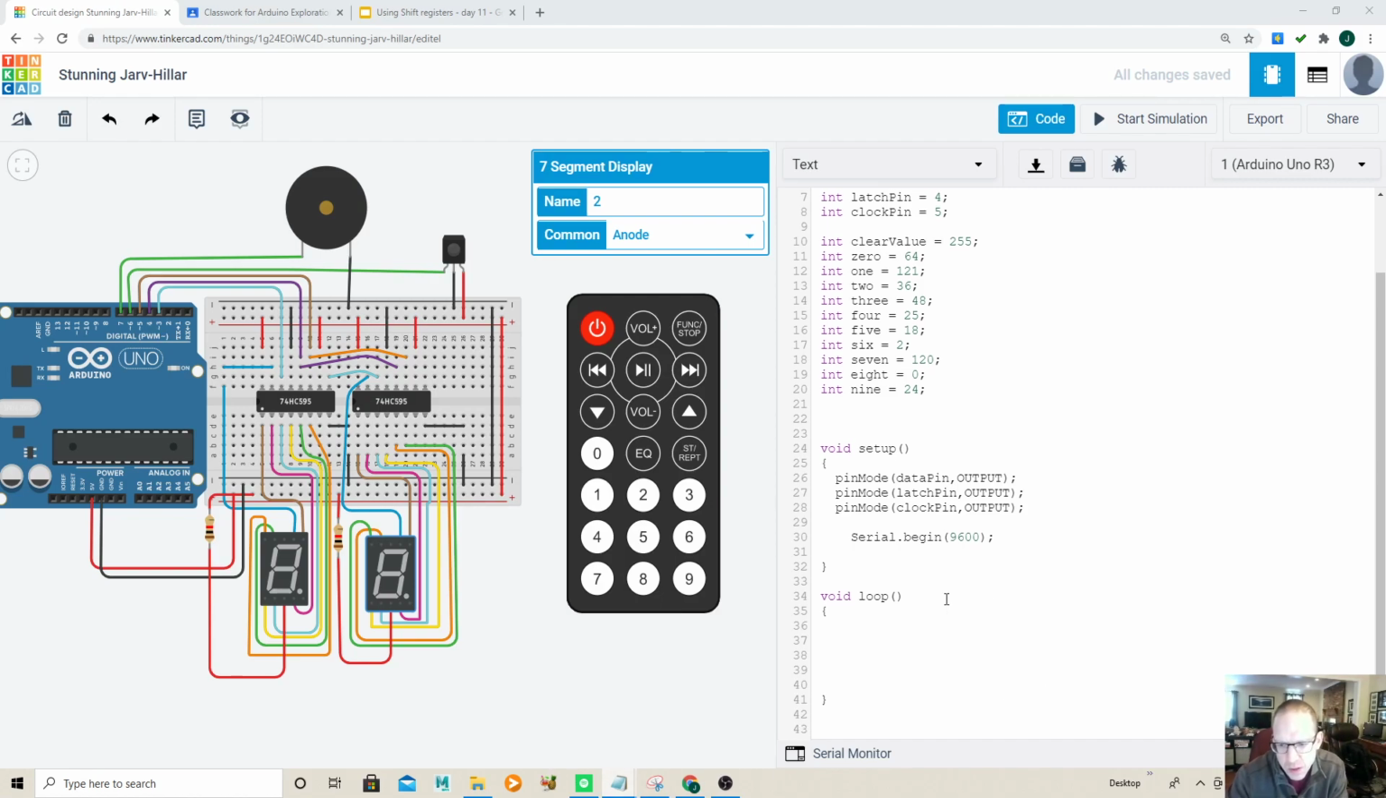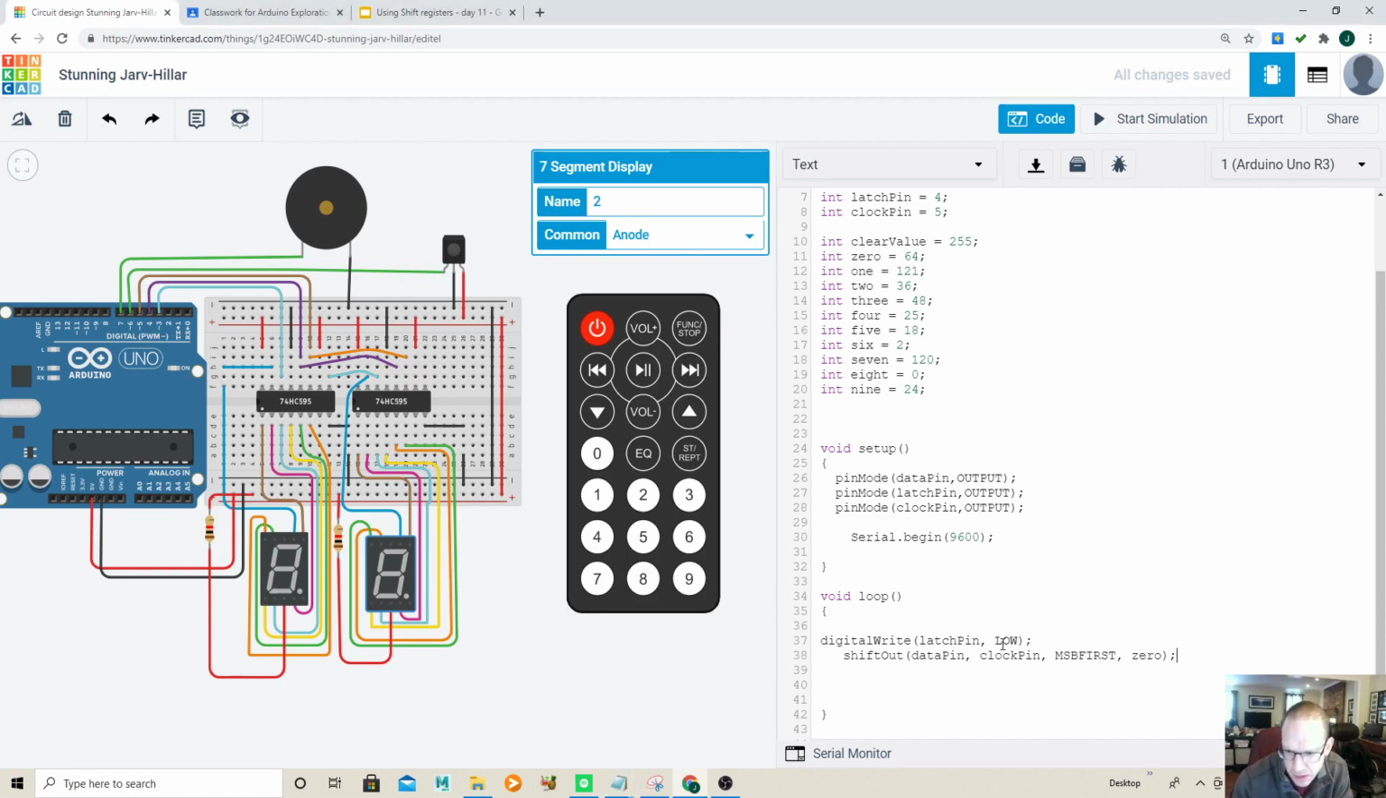And what are we going to do? Well, the first thing we have to do is turn our latch pin to low. So this says, all right, we could write some stuff in. Great. Then we could go ahead and shift out our number, our first byte. So let's go ahead and shift out our first byte.